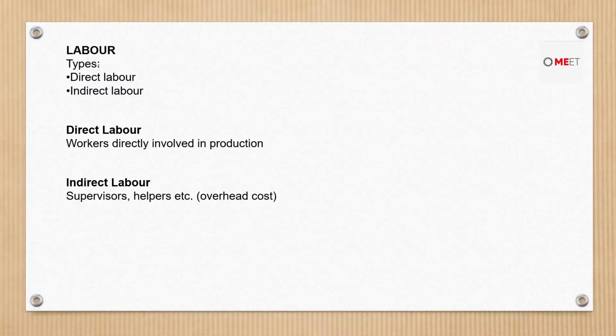Next is the other element, types of labor. Types of labor are direct labor and indirect labor. Direct labor are the workers who are directly involved in the production and operation, and the indirect labors are the supervisors or helpers. These people will be supporting the workers by giving some information or by checking if any corrections are needed in the production, or in any material which is being fabricated. They will even be doing some inspection as well.